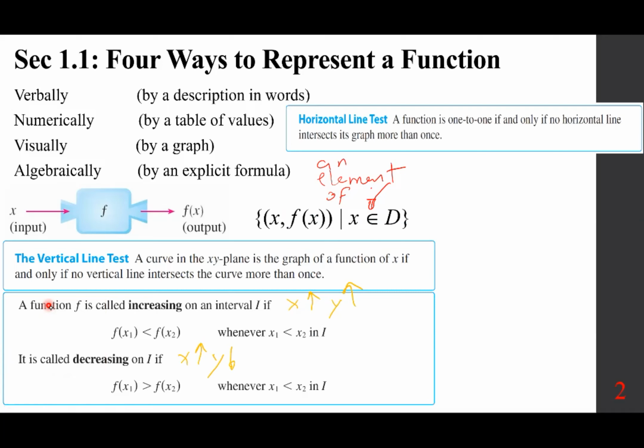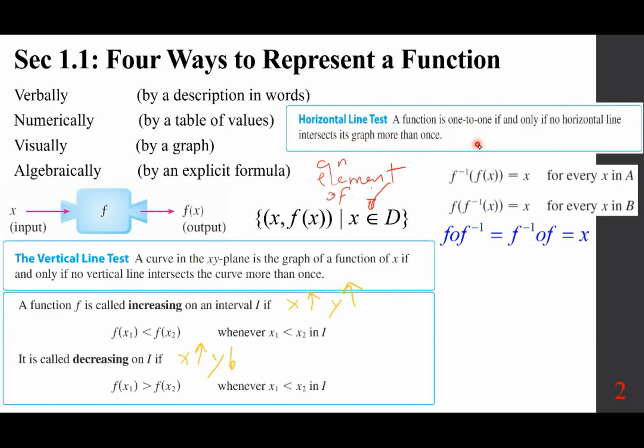HLT, if we have a one-to-one function, it has to pass not only the vertical line test, the VLT, also the horizontal line test, HLT. A function is considered one-to-one if and only if no horizontal line intersects its graph more than once. Therefore, it has an inverse.